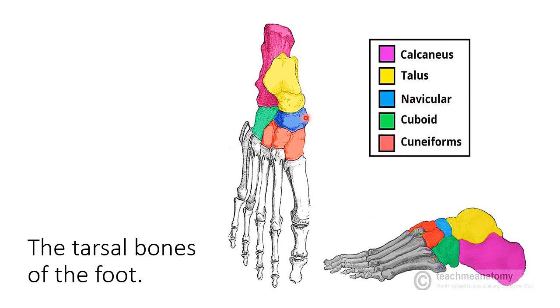In the distal row, we have four tarsal bones. We have the cuboid, which is in green, and the cuneiforms, which are three. The cuneiforms are lateral, intermediate or middle, and medial. Now, talking about the cuboid, it is the most lateral bone in the midfoot. It's lying anterior to the calcaneum and behind the fourth and the fifth metatarsal.